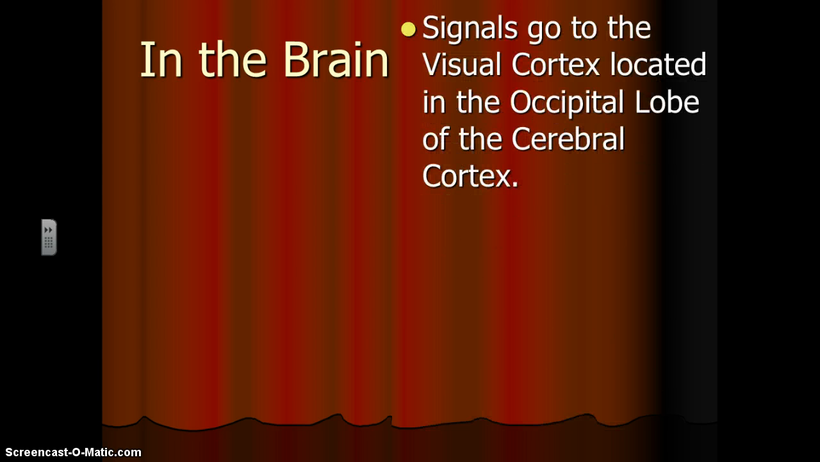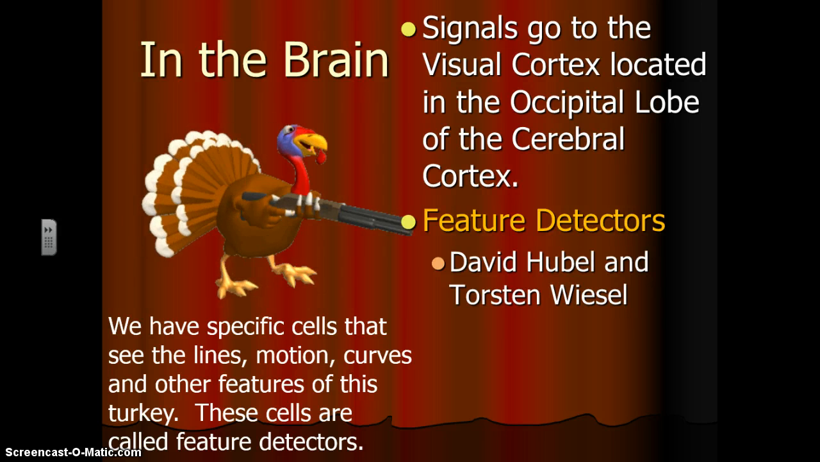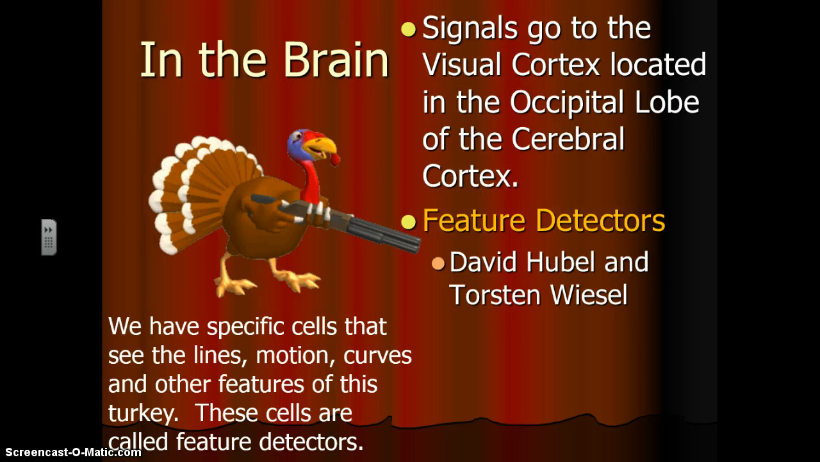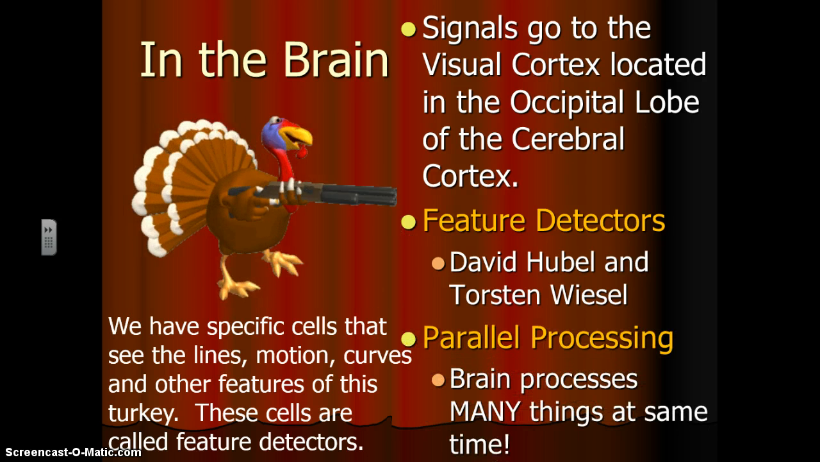Let's talk about a couple other things in the brain. Okay, from the optic chiasm, information is sent to the thalamus, and then it's relayed to the visual cortex. And feature detectors in the visual cortex are neurons that respond to different aspects of an image, such as size, shape, angles, things of that nature. Those are called feature detectors. They were found years ago by a couple of researchers.